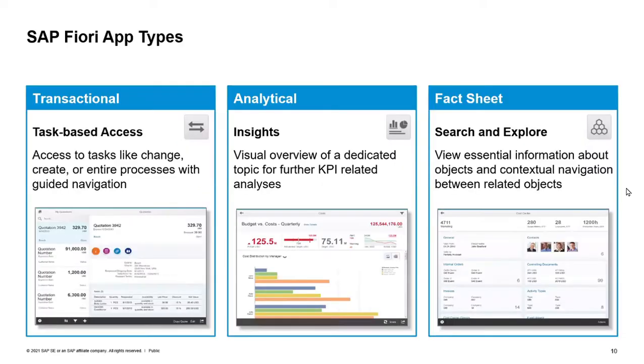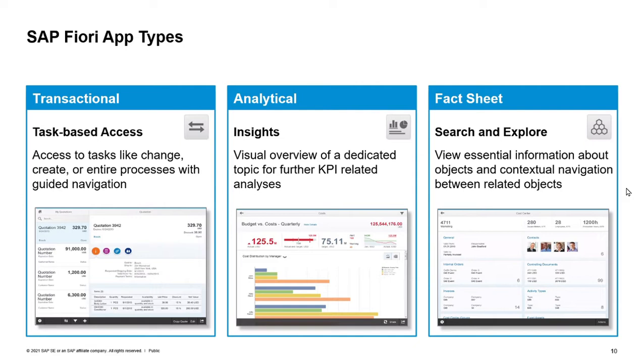Now, SAP Fiori apps can be divided into the following application types: transactional, analytical, and fact sheet applications. So what is what? Transactional apps. These apps offer task-based access to tasks such as change, create, display, for example documents and master records. So all actions during the procurement process, like creating a purchase requisition, changing or creating a PO, goods receipt, invoice, belong to this application type, transactional. Why? Because we create, we display, we change.